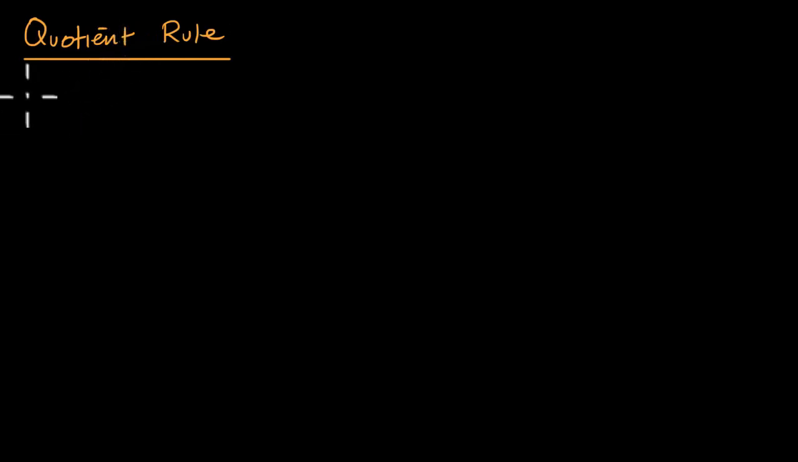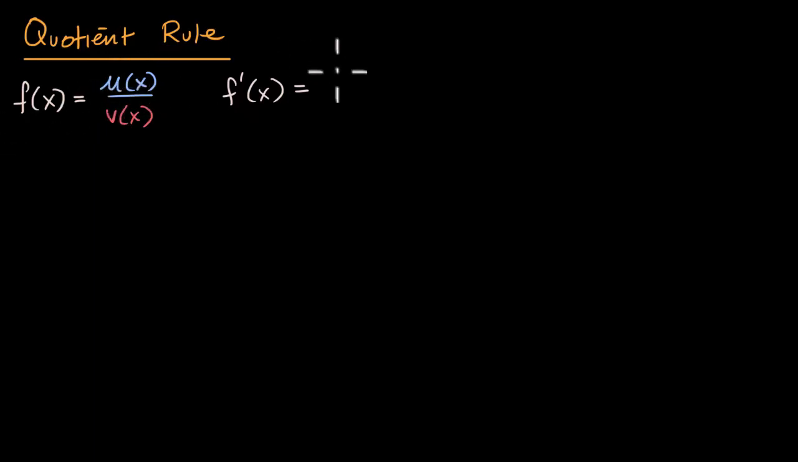So, for example, if I have some function f of x, and it can be expressed as the quotient of two expressions, so let's say u of x over v of x, then the quotient rule tells us that f prime of x is going to be equal to, and this is going to look a little bit complicated, but once we apply it, you'll hopefully get a little bit more comfortable with it. It's going to be equal to the derivative of the numerator function, u prime of x, times the denominator function, v of x, minus the numerator function, u of x, times the derivative of the denominator function, times v prime of x.